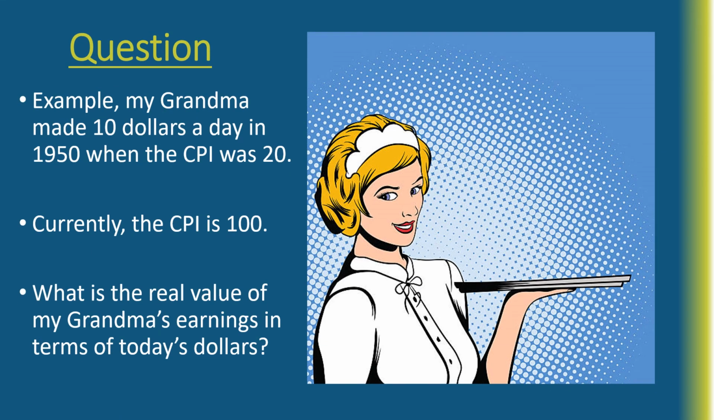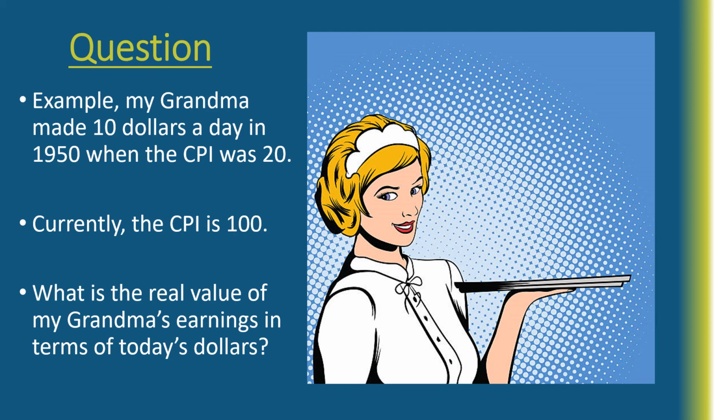So here's the question. My grandma made $10 a day in 1950, and the CPI was 20. Currently, the CPI is 100. What is the real value of my grandma's earnings in terms of today's dollars?